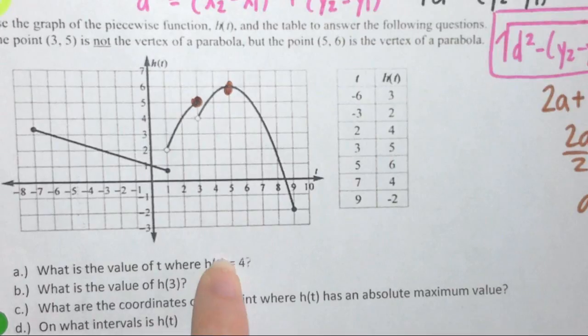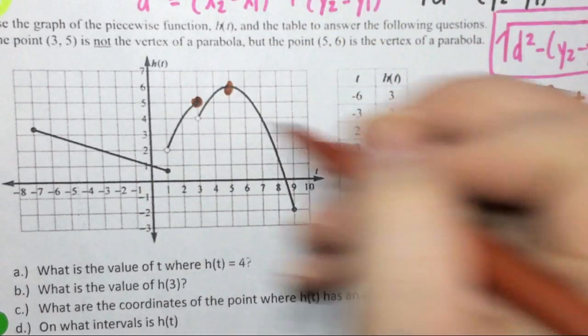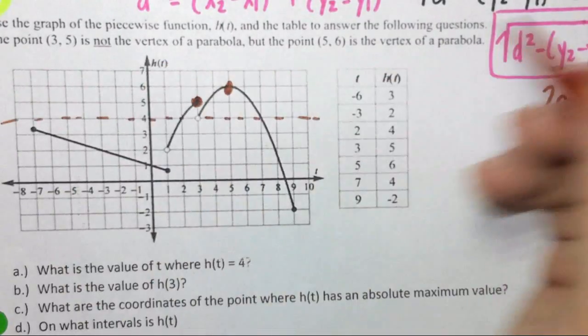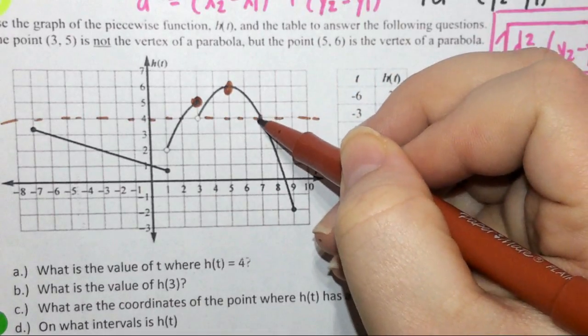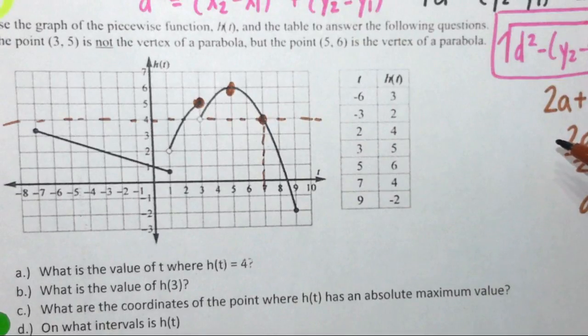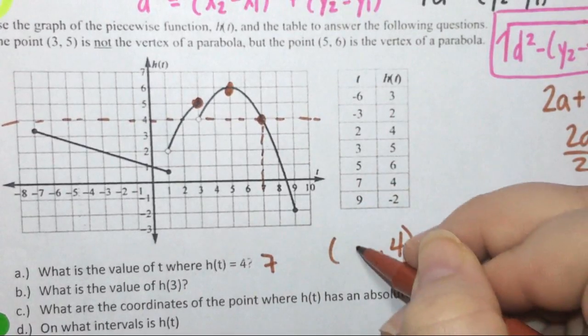It asks, what is the value of t when h of t equals 4? Where is h of t? Is that the x or the y-axis? H of t is the y-axis. They said h of t is 4. So when we're at 4, if we reached out, we touch our function here, and what is the x value there? 7. So the value is 7 because they're really asking, when the y-coordinate's 4, what's the x-coordinate? And it's 7.